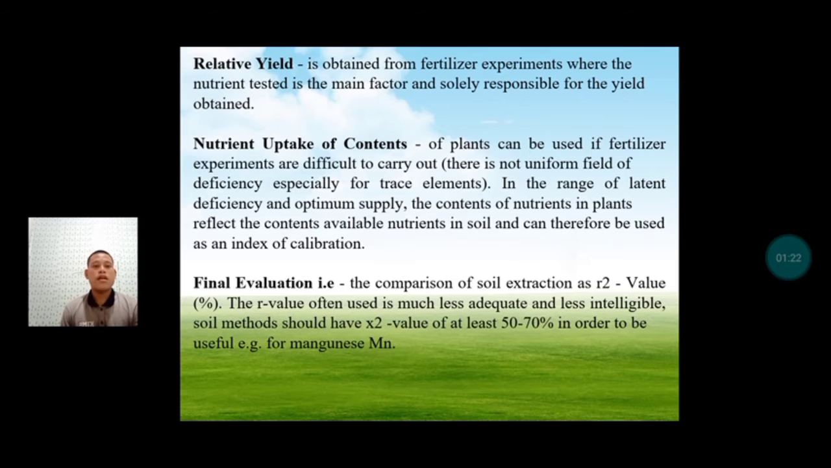Final evaluation. In the comparison of soil extractions, the R2 value is often used. Much less adequate and less intelligible soil methods should have an R2 value of at least 50 to 70% in order to be useful for manganese, or Mn. So in the final evaluation, the soil testing takes place, where the soil after testing is compared to other soils, like in the figure below.